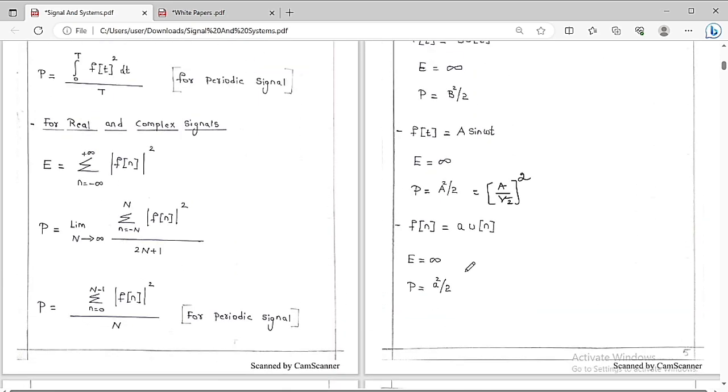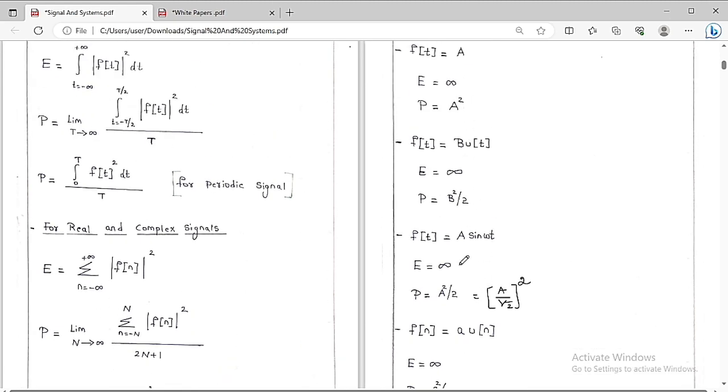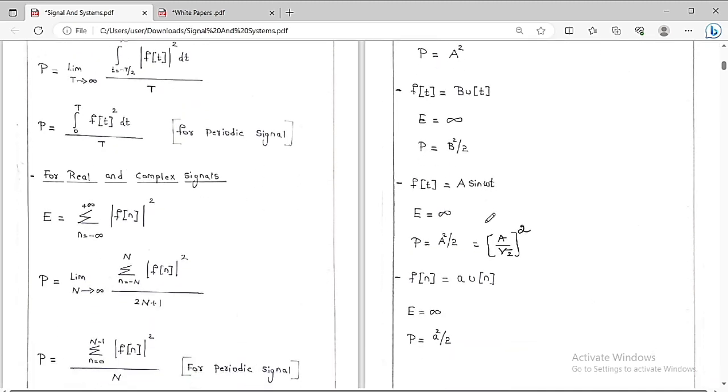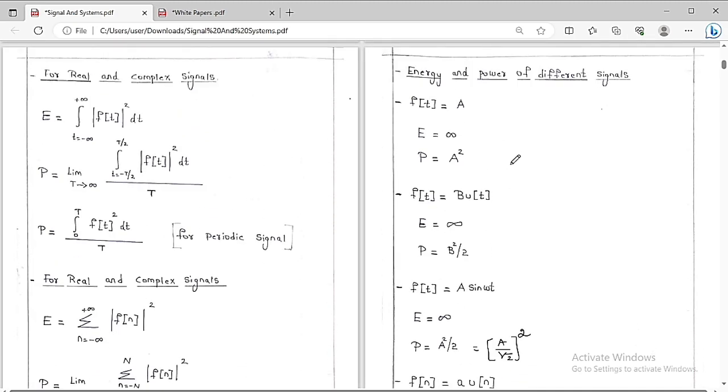These things you always have to keep in your mind. These four formulas you always have to keep in your mind: first signal, second signal, third signal, fourth signal. For all these four signals, we have to remember the energy as well as the power. Definitely in examinations, at least one question will come from this concept, so I recommend you remember this.